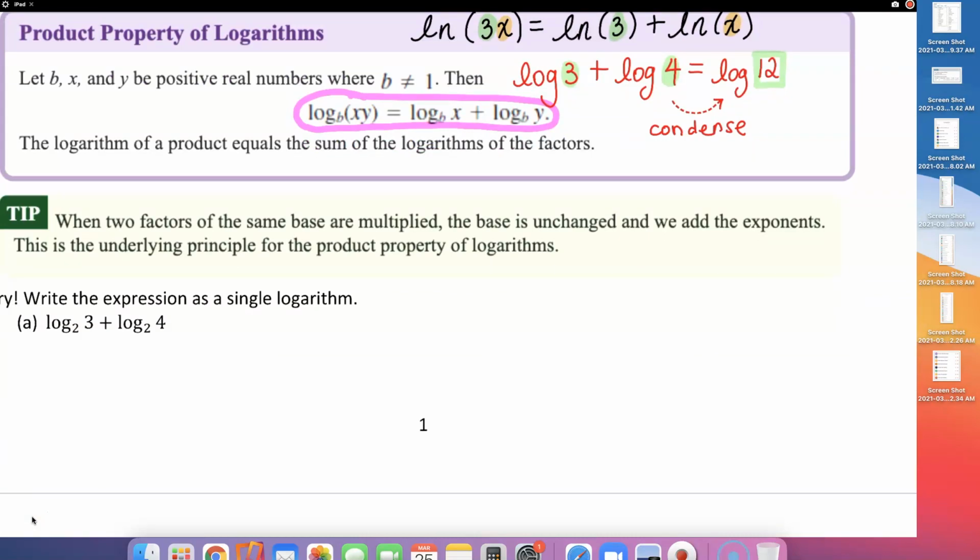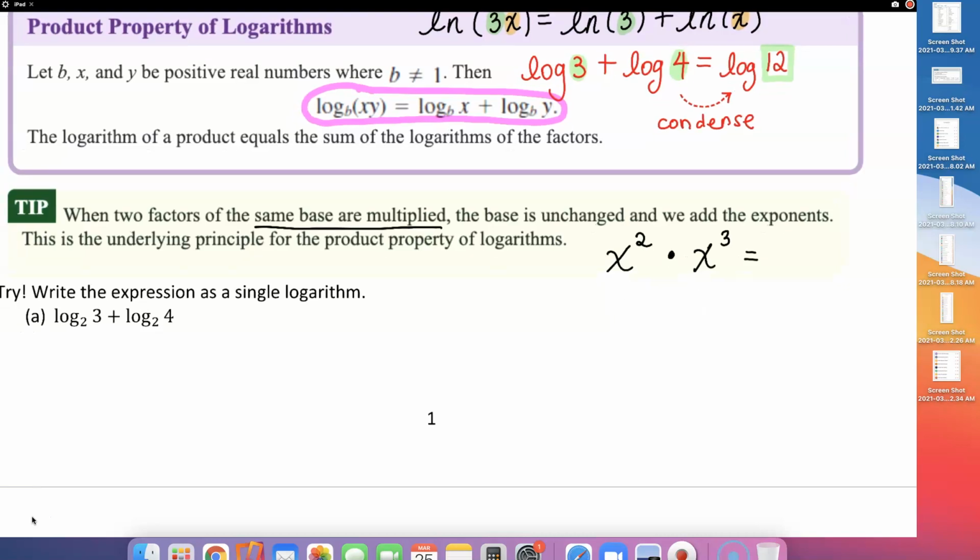For example, I'm going to go over this green tip. Remember when you had x squared times x to the third power? What did you do if you were to simplify this? When two factors of the same base are multiplied, the base is x, the base is x. If you're multiplying these two, then the base is unchanged. So on the other side of the equal sign, the base will still be x. But what do we do with the exponent? We add the exponents. So if you do 2 plus 3, you get x to the 5th power.